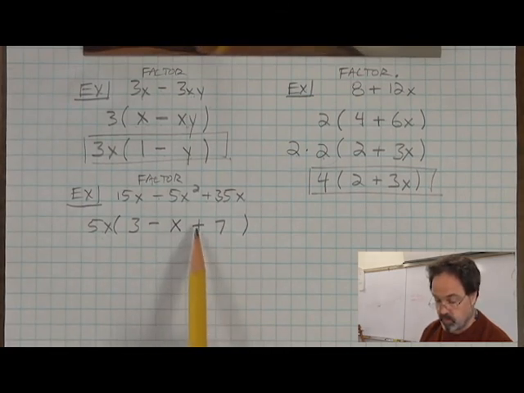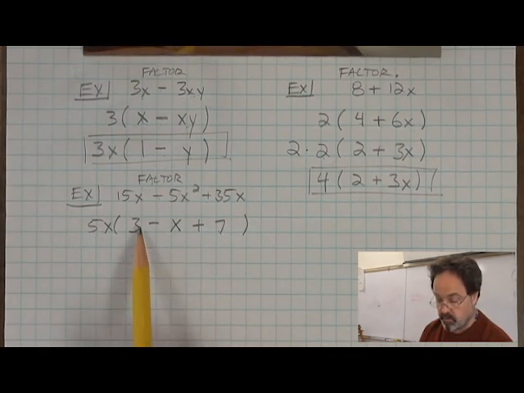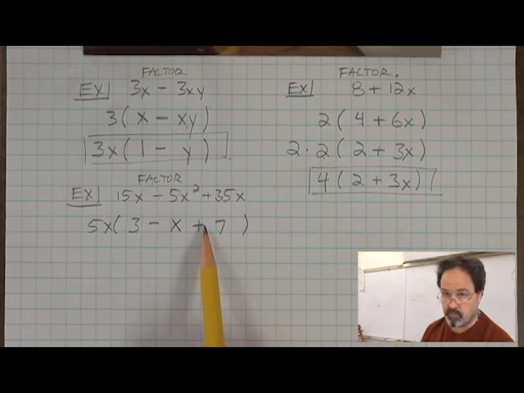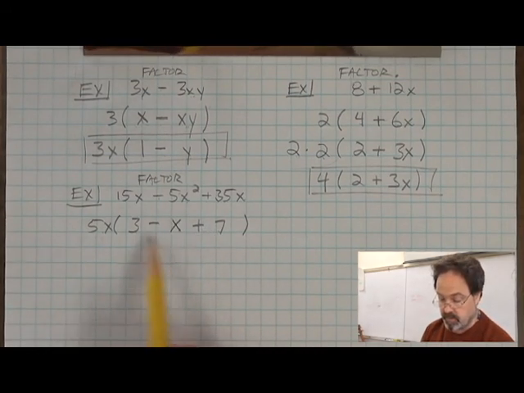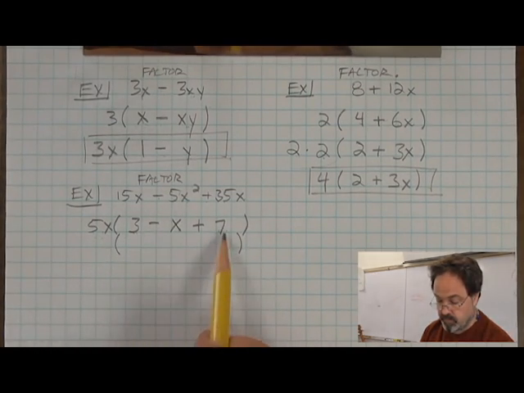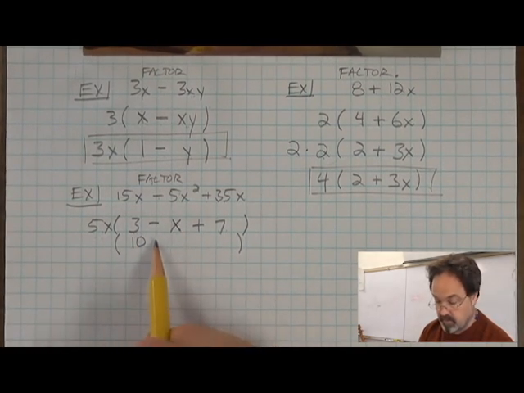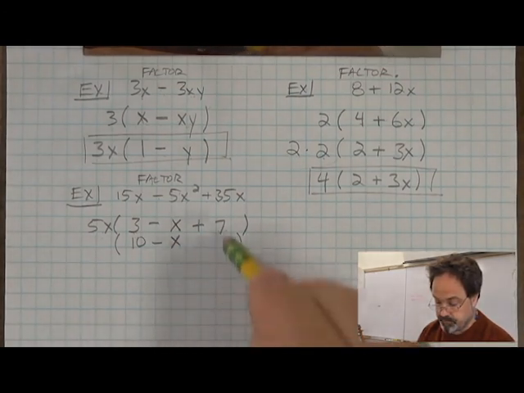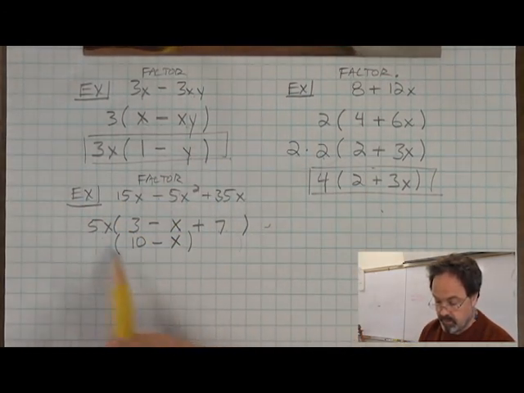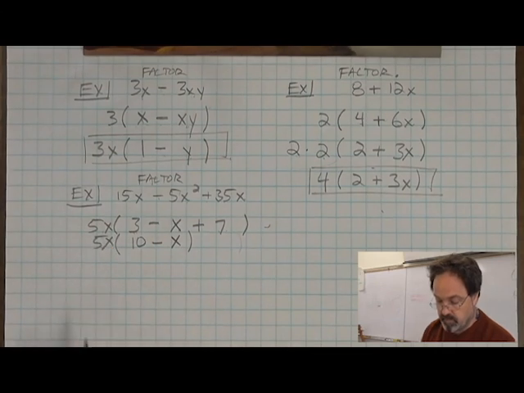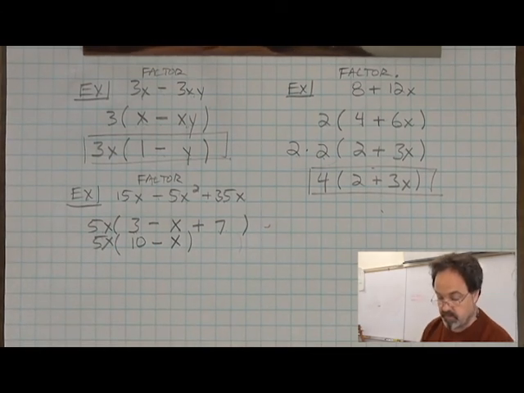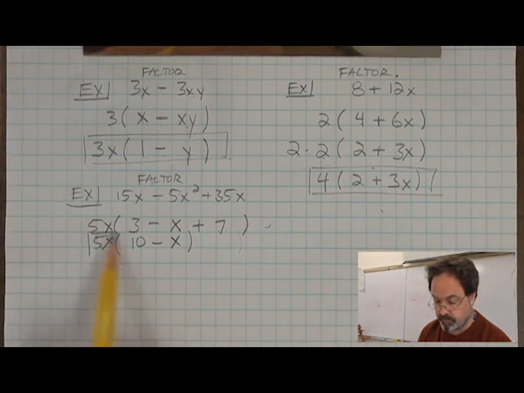Let's take a look at what remains. I have inside parentheses a 3 and an x and a 7. There's nothing that can be factored out. However, I could combine the 3 and the 7 because they're common terms, they're just numbers, there's no variable component. So I can group the positive 3 and the positive 7 to be 10. The minus x is still there. And I have my 5x outside that's multiplying. This is in factored form.